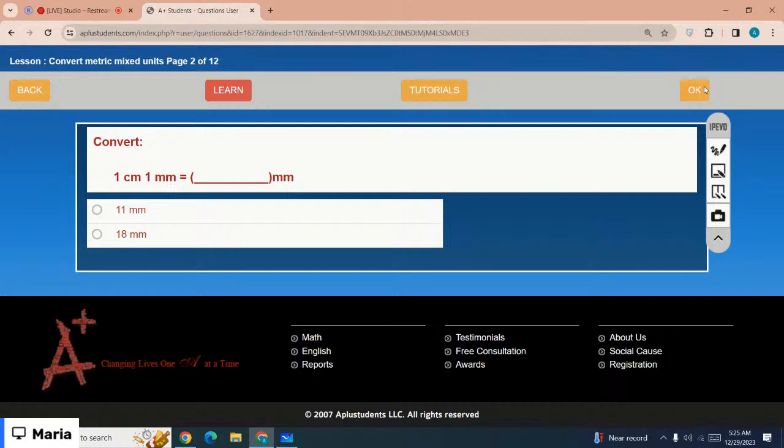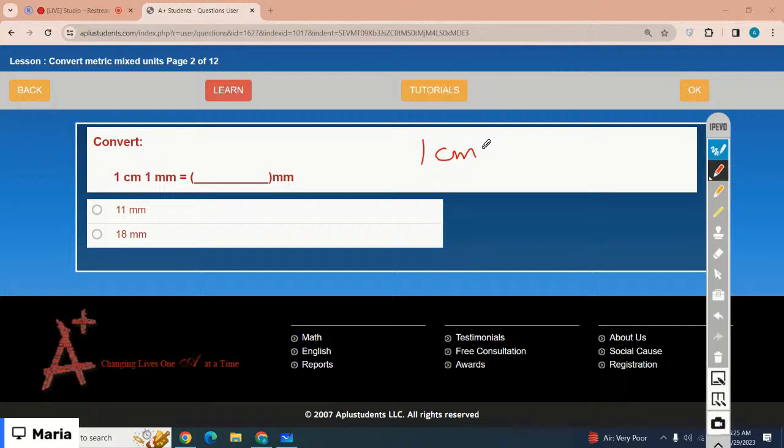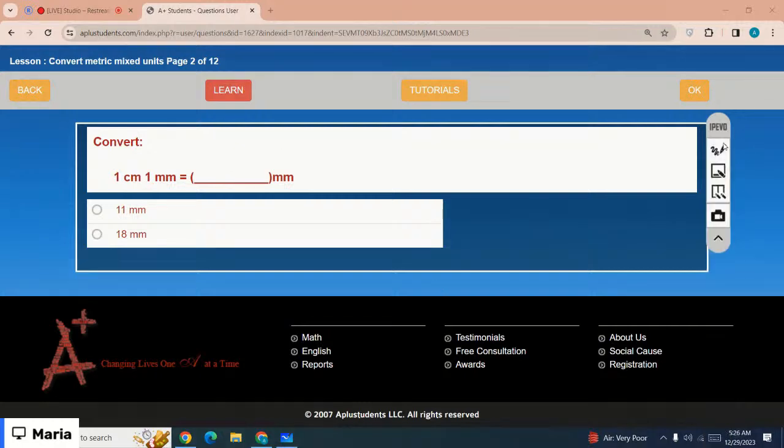One centimeter, 1 millimeter, which is the correct option? In 1 centimeter, you have 10 millimeters, right? This is the basic conversion. 1 centimeter equal 10 millimeters. So you have 10 plus 1, that is 11 millimeters. The correct option is 11 millimeters, right? The correct option is 11.